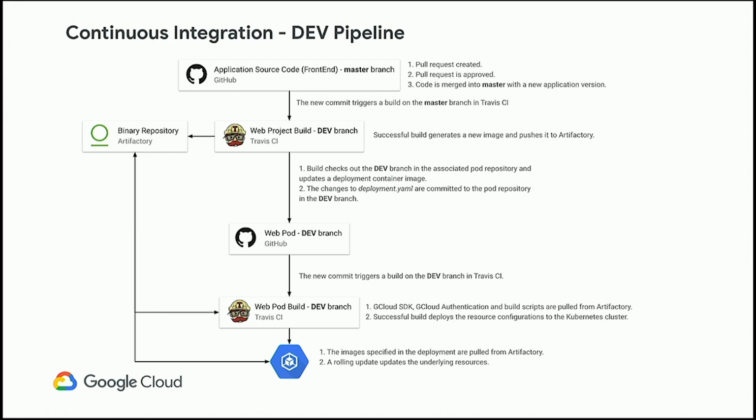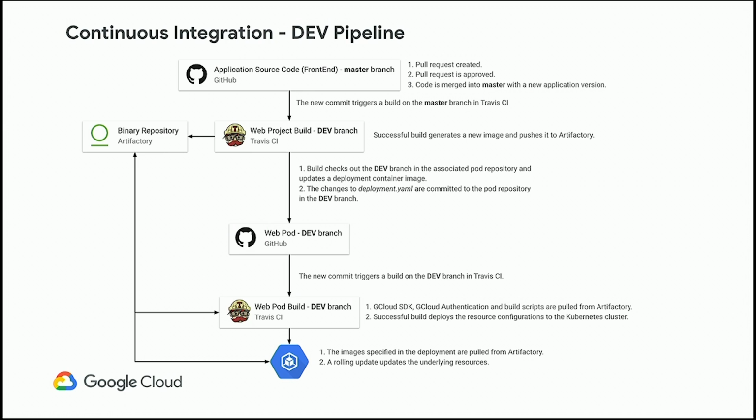Okay, so the continuous integration dev pipeline. This is essentially how we get our code through the integration steps all the way to being deployed in our dev environment. I'll walk you through that. Essentially we have our source code. In this case, I'm going to follow the source code path for our front end application. So our application source code is in our master branch.